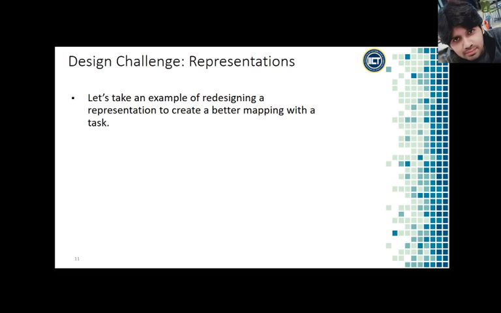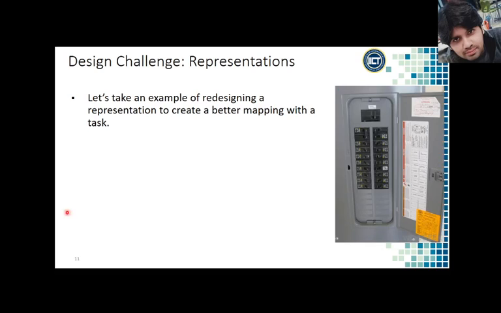Let's see some design challenges in the form of representations. Let's take an example of redesigning a representation to create a better mapping with a task. Here we have a circuit breaker, and on the right we have the list of breakers, and on the left we have what they actually control.